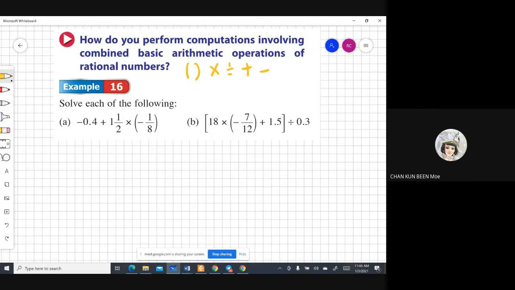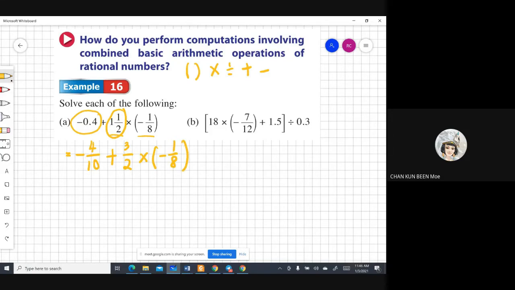So in order for us to solve all of this, you can see these two are in the form of fraction. So it will be easier if you change everything into the form of fraction, like the decimal. So when I change the decimal into a fraction, it is equal to negative 4 over 10. Then you just copy down the rest and change it into an improper fraction if it is a mixed number. So 1 and 1 over 2 is 3 over 2. And you multiply by, in bracket, negative 1 over 8.